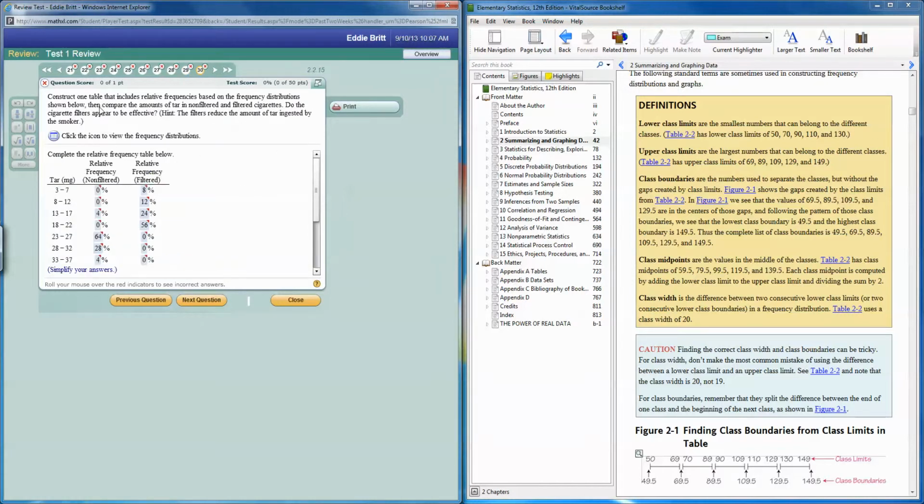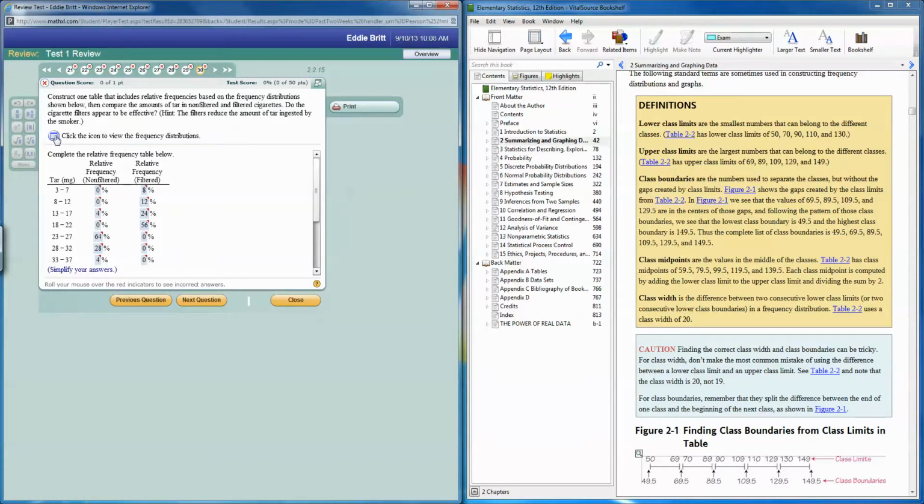And number 30: construct one table that includes relative frequencies based on the frequency distribution shown below. Then compare the amounts of tar in non-filtered and filtered cigarettes. Do the filtered cigarettes appear to be effective? Hint: the filters reduce the amount of tar ingested by the smoker.